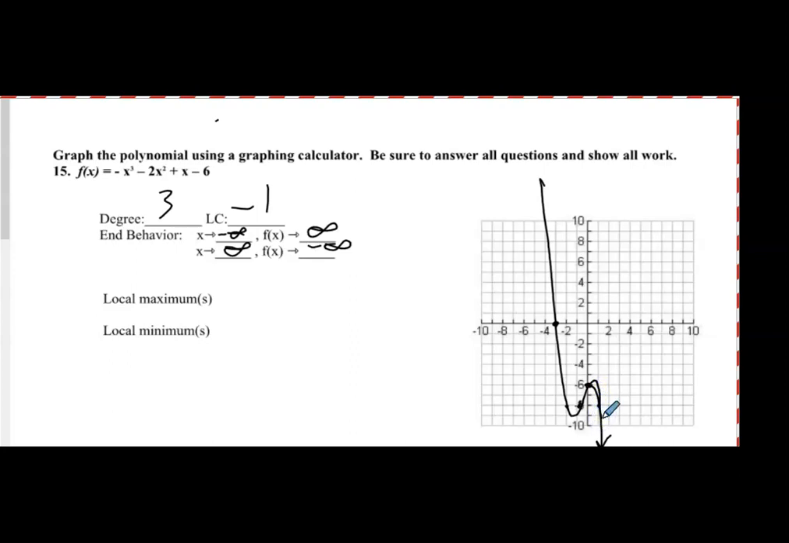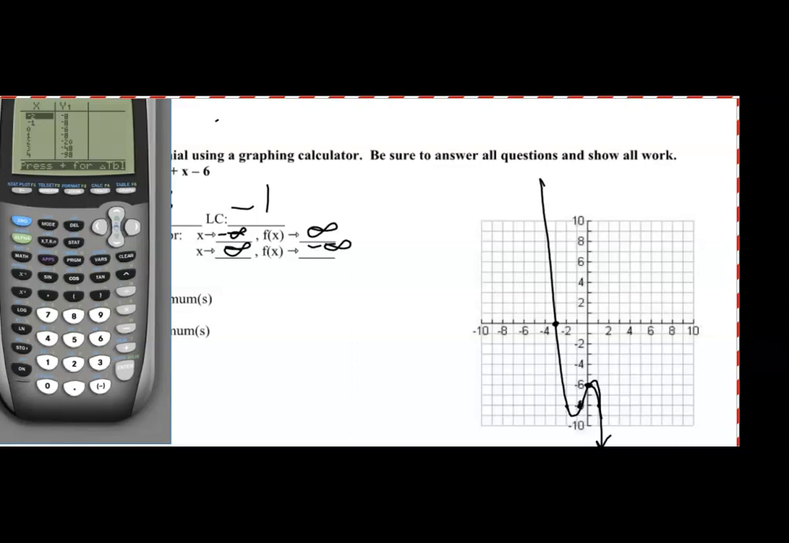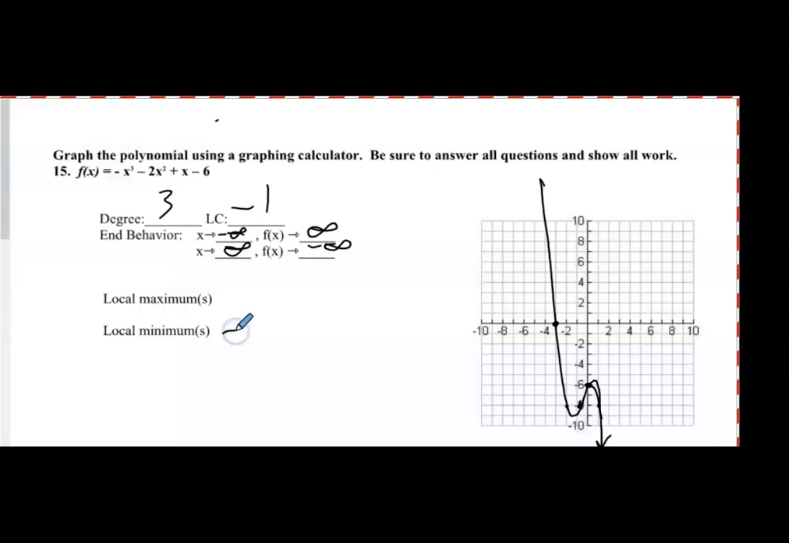So, to find the maximum minimums. Okay, let's do the minimum first on the left side. So remember, we go to second, calculate. We want the minimum. So we hit 3. We bring our little buggy thing over here to the left side of the valley. Anywhere here is fine. And we hit the right side. So we go down through the valley, up the right side, be somewhere on the slope here. Hit enter twice. -1.5, -8.6.